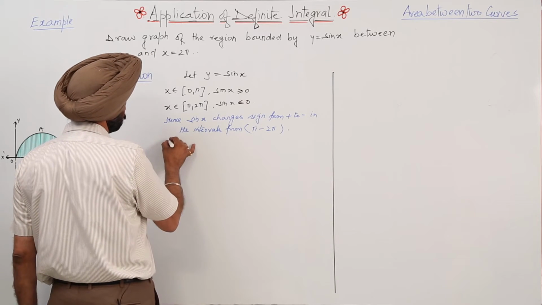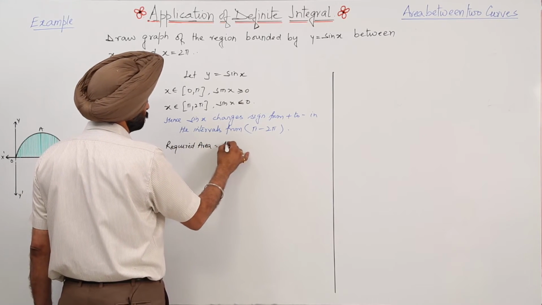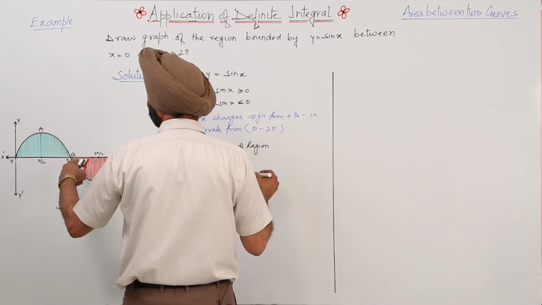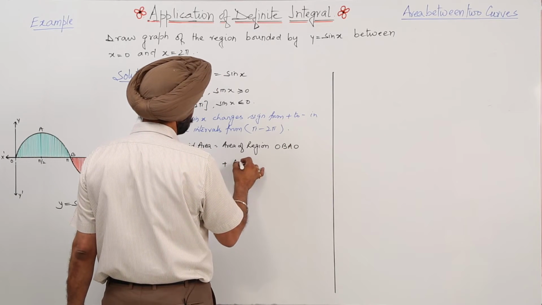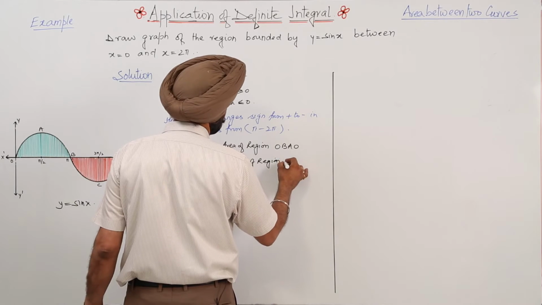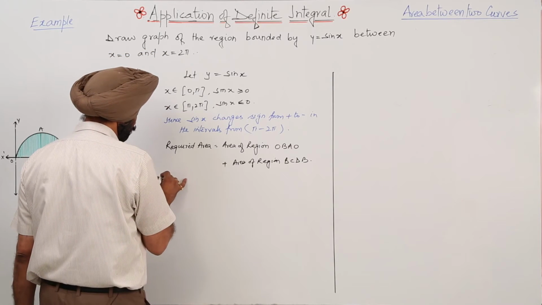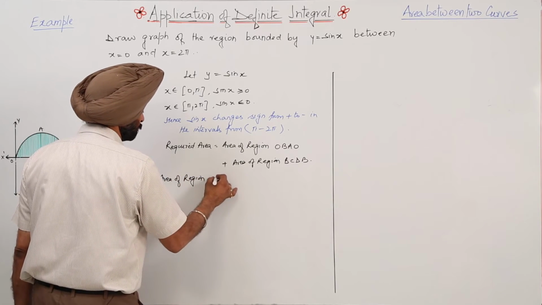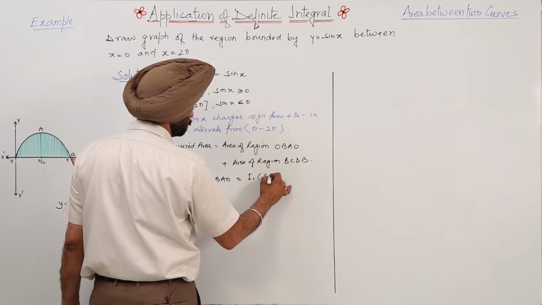Now, the required area is equal to the area of region OBAO plus the area of region BCDB. Now, the area of region OBAO is equal to I1. Say this is I1.